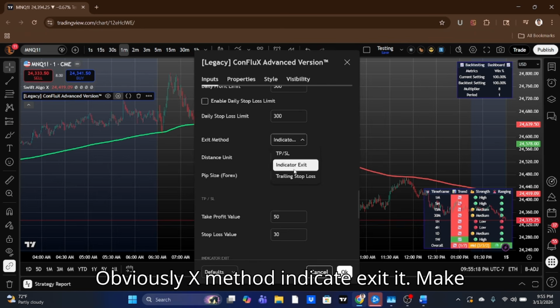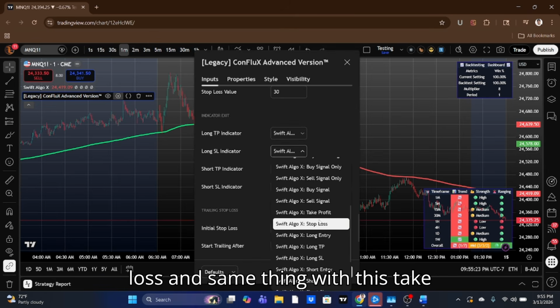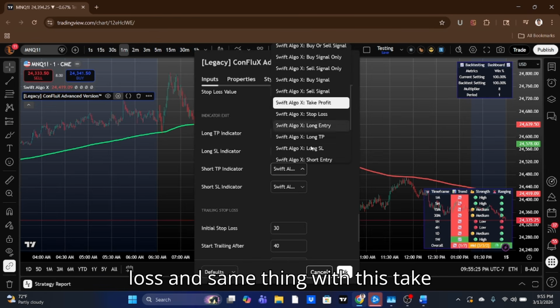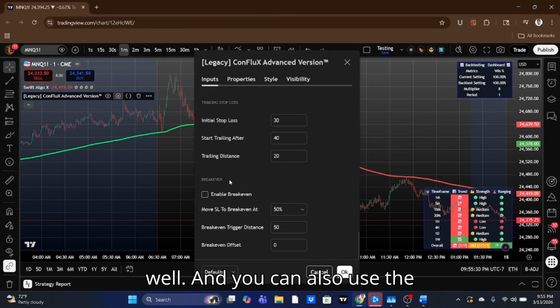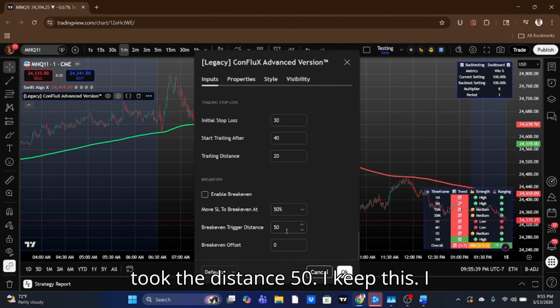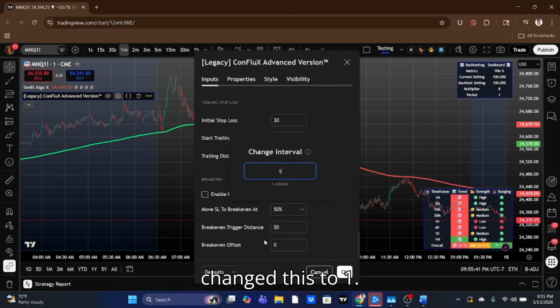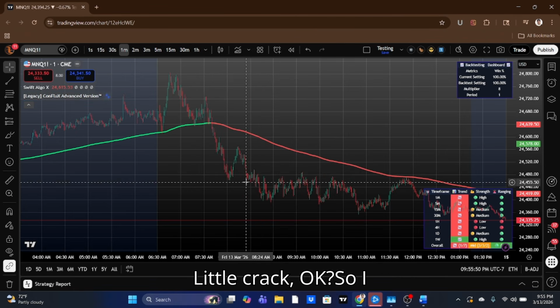Obviously, exit method, indicate exit. And make sure you do choose take profit, stop loss, and same thing with this, take profit, and this one, stop loss as well. And you can also use the break even feature. I keep it as default, basically 50% break even trigger distance 50. I keep this, I changed this to 1. I'll enable this later real quick, okay?